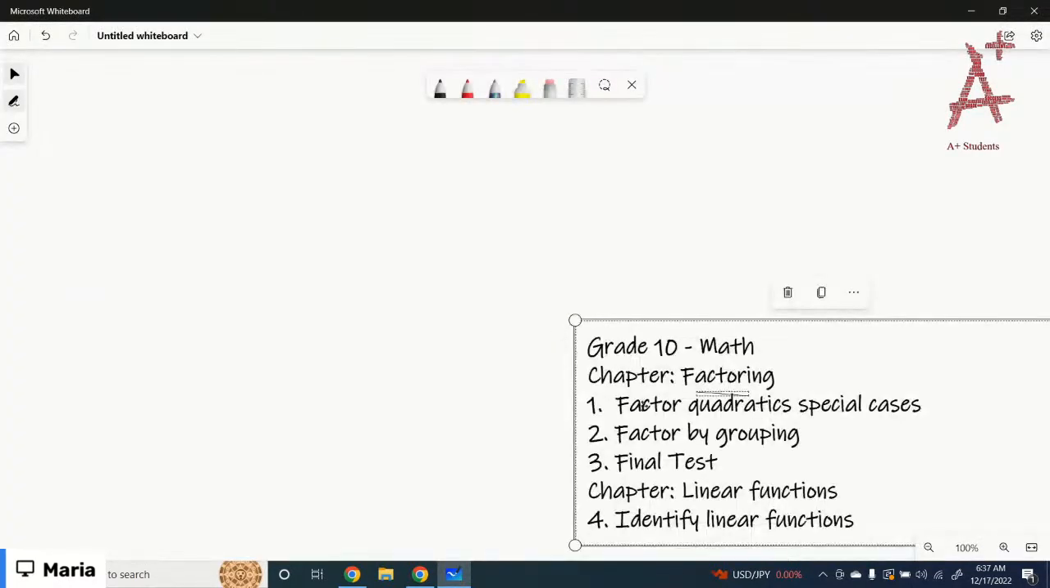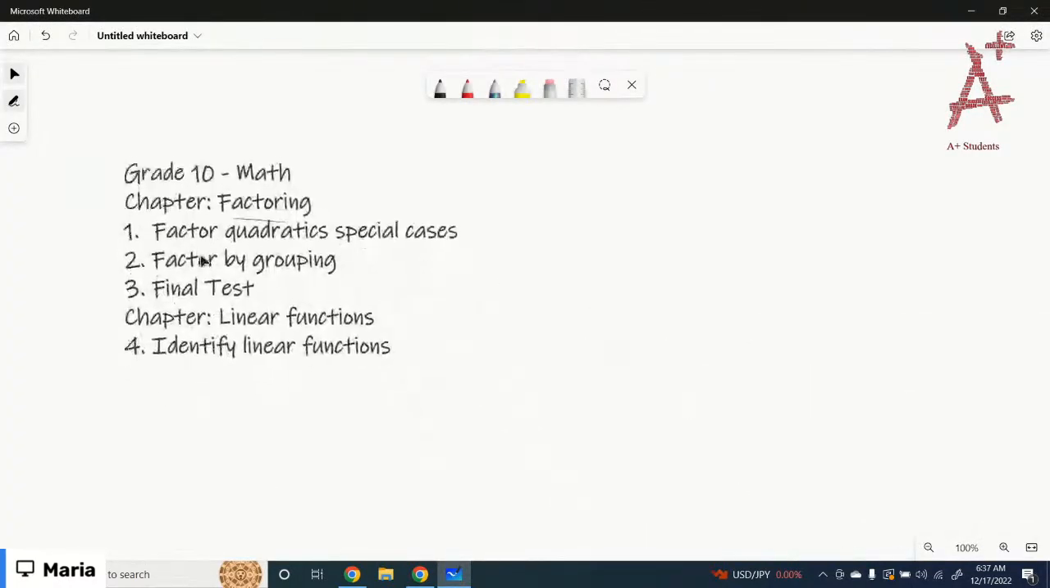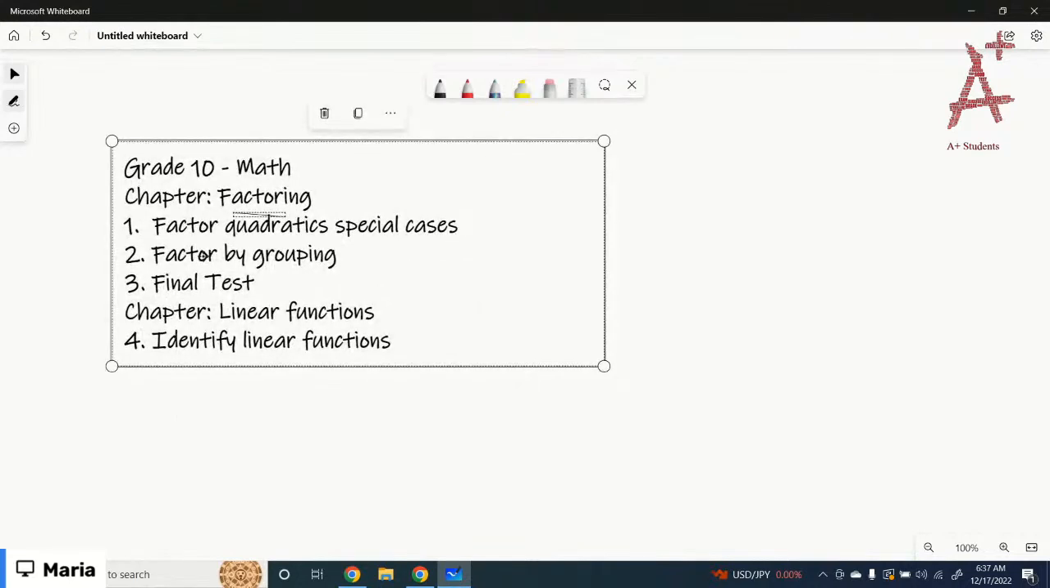So here is the list of the lessons we have covered today. We are working on grade 9 maths. The chapter is factoring, which we just did. The lessons we did are factor quadratics special cases, then factor by grouping, then the final test of the chapter. Then we started the new chapter from grade 9, linear functions. The lesson we did is identify linear functions. If you need more help with any of the topics, you can contact any tutor on Skype. They are available from Monday to Friday, 5 to 9.